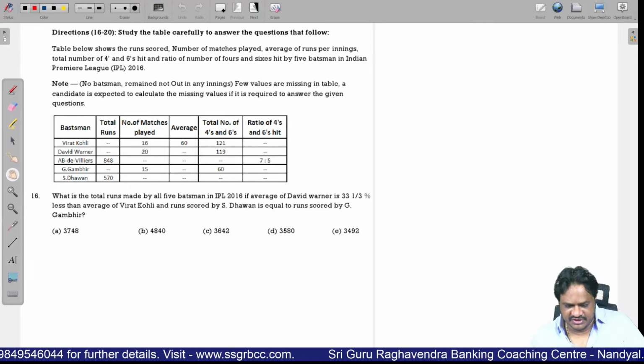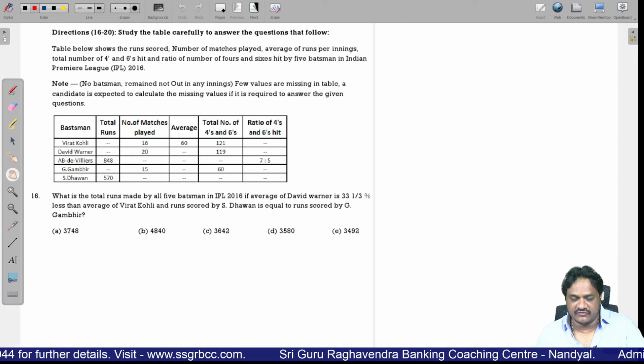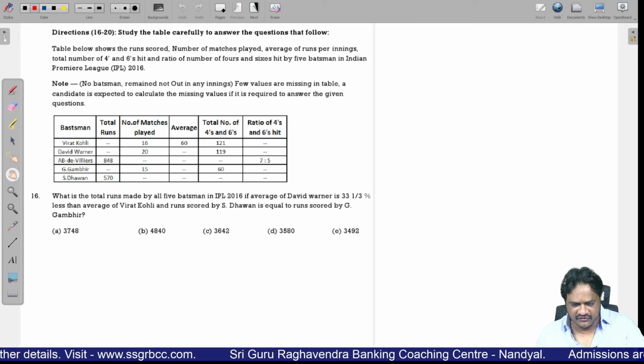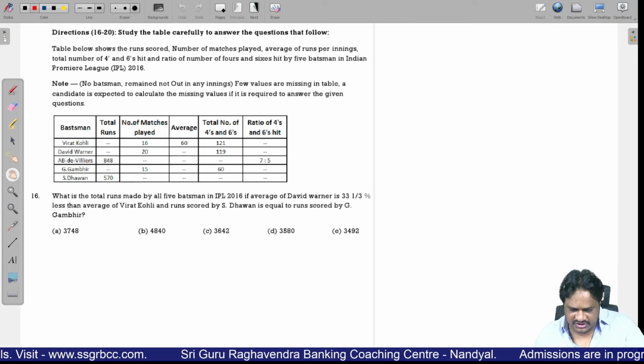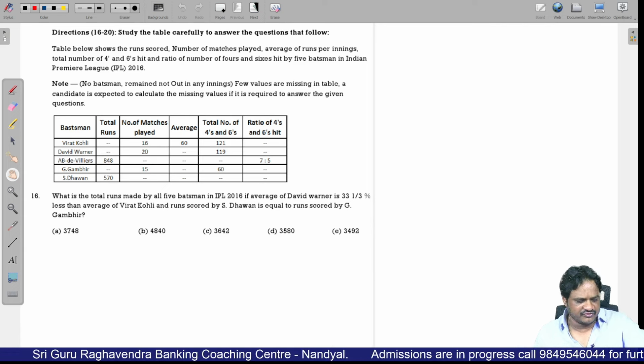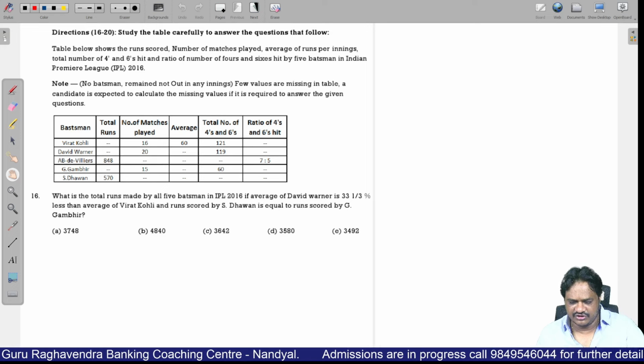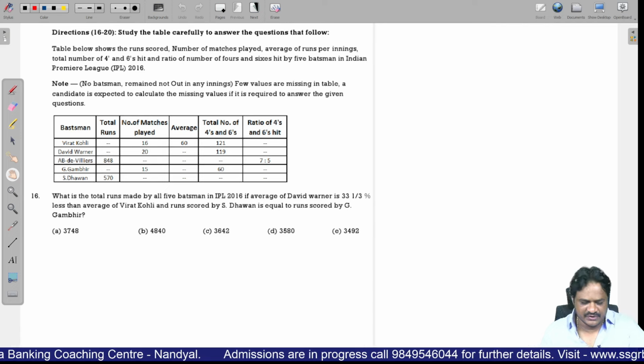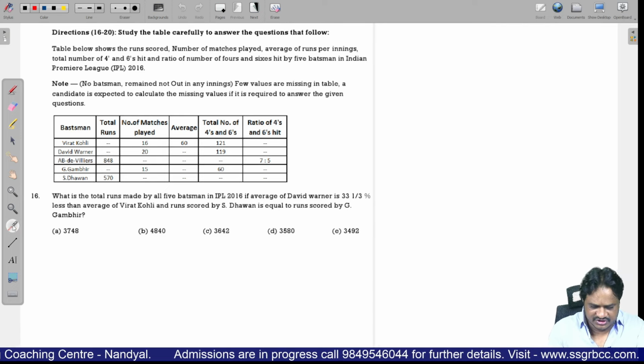Let us see 16 to 20. Study the table carefully to answer the questions that follow. The table given shows the runs scored, number of matches played, the average number of runs per innings, total number of fours and sixes, and ratio of fours and sixes hit by five batsmen in IPL 2016. So this is the mains related question, clerical mains.